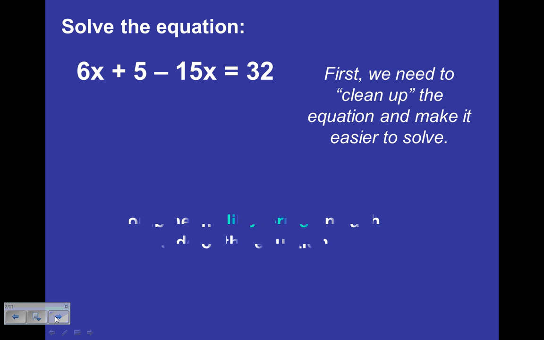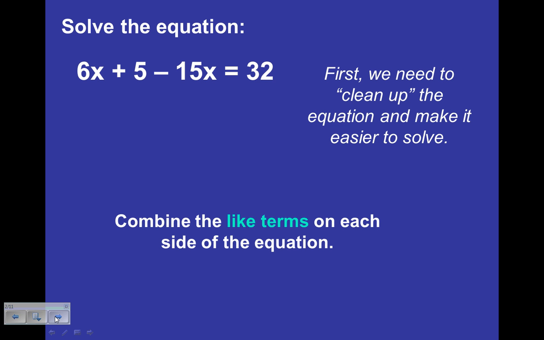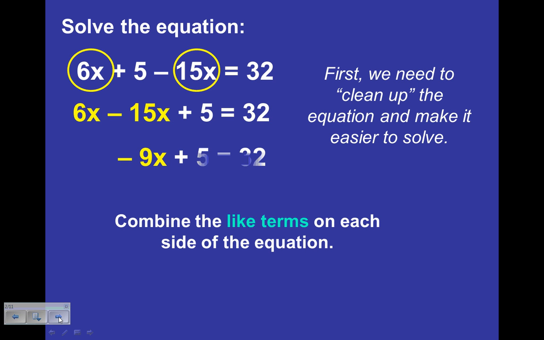In this case, the first thing we do is clean up the equation and make it easier to solve. We need to combine the like terms on each side of the equation. So if I just covered this up and only looked to the left right here, I would put together the things that are alike. I have 6x and a minus 15x. Those are the two that look the same. See how that minus is in front of the 15? That goes right here. So 6 minus 15 is negative 9. Now we have an equation that we're able to solve.